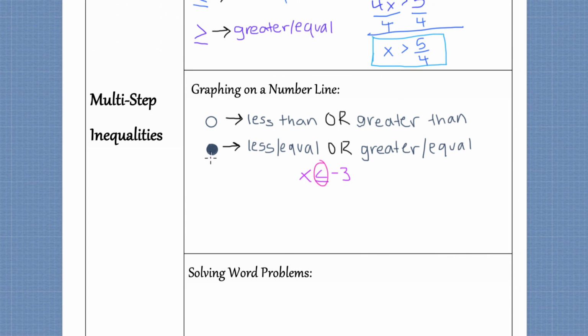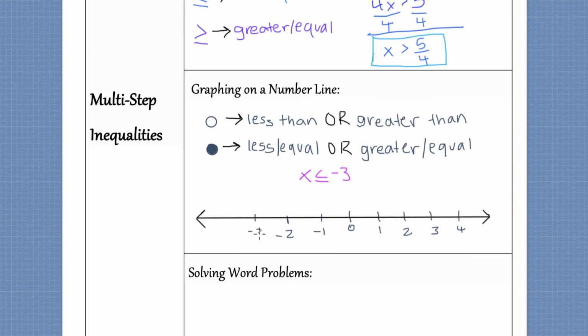closed circle. So let's say that we have this number line right here where the middle is 0, and then right here we have 1, 2, 3, and 4, and on the other side we have negative 1, negative 2, negative 3, and negative 4.